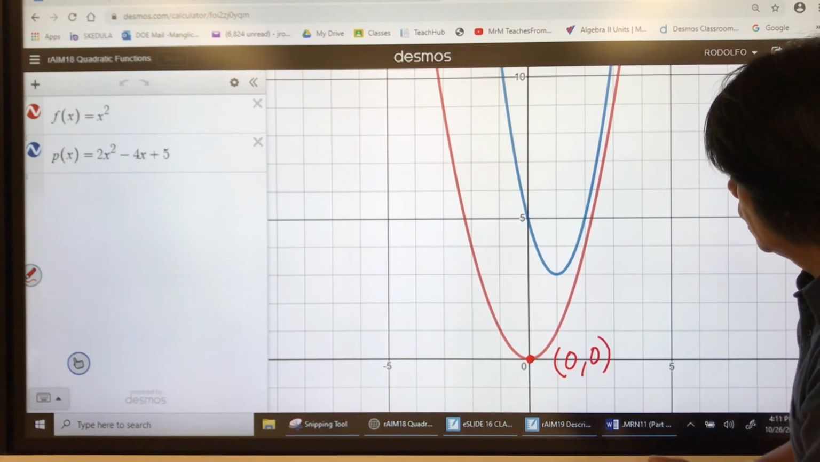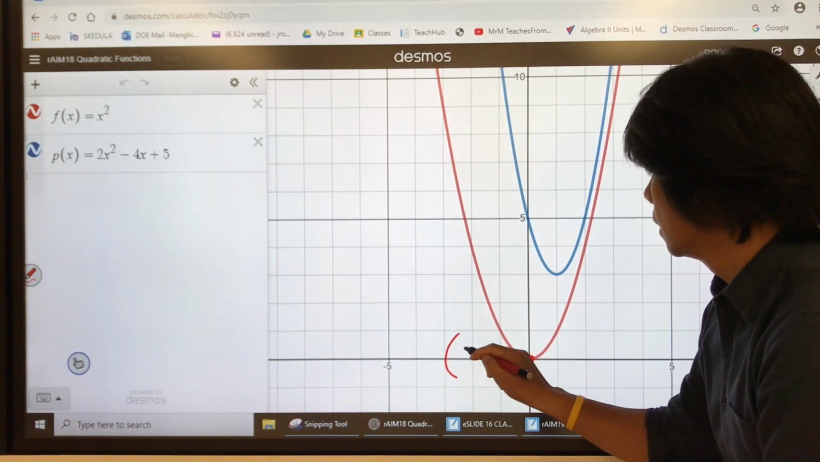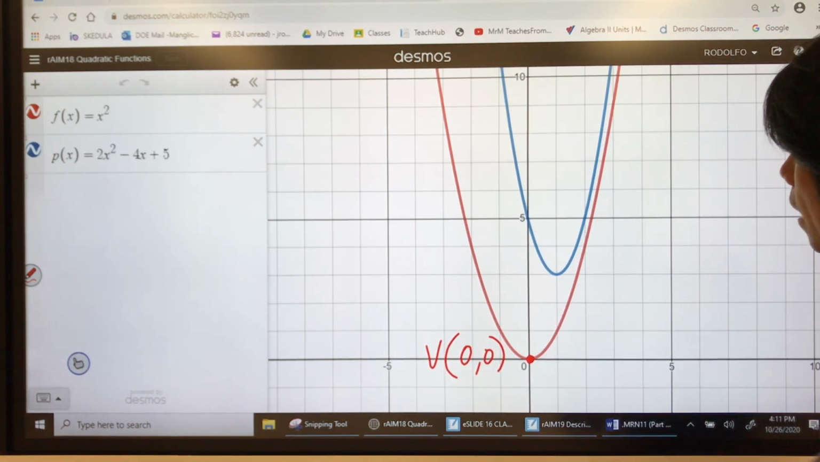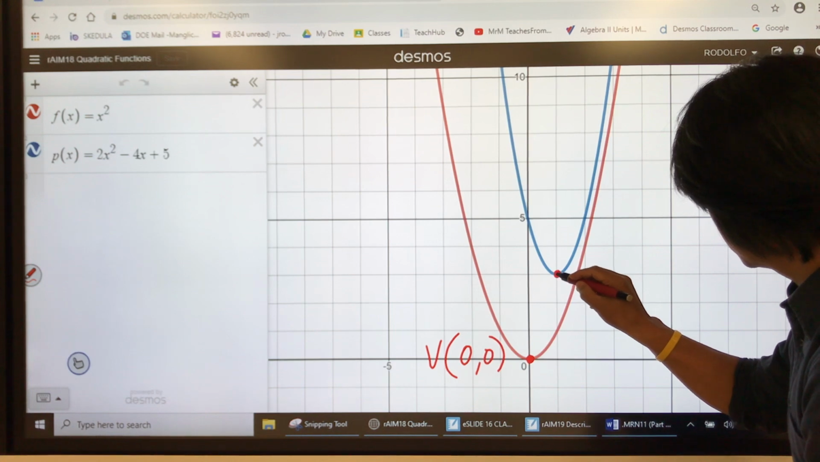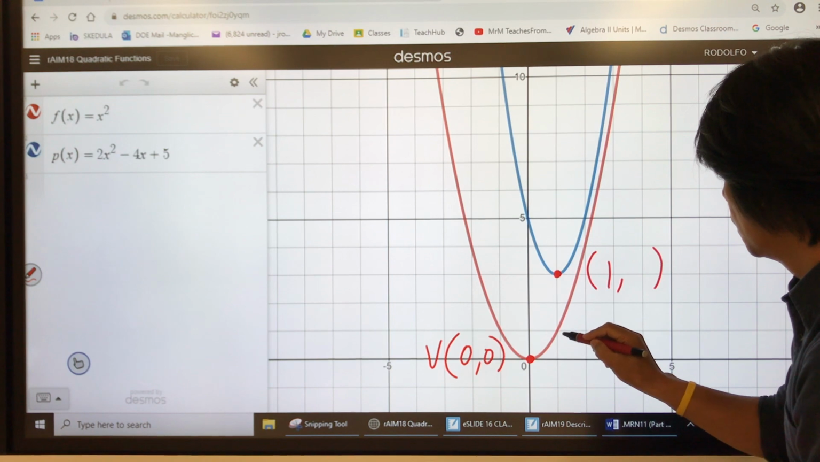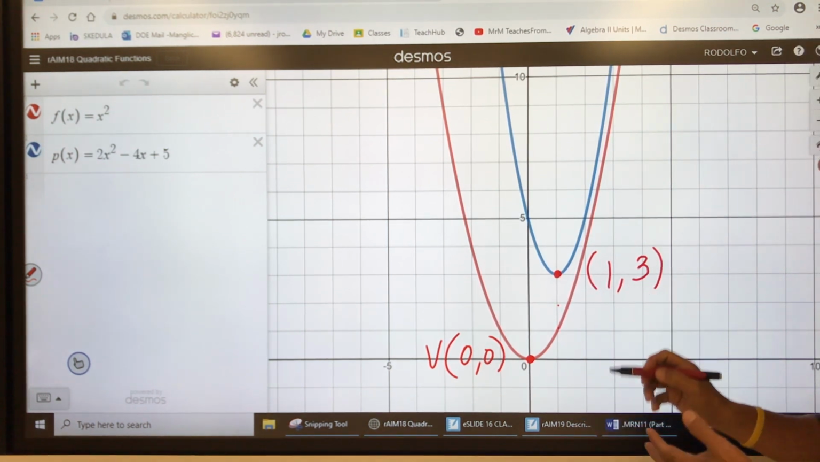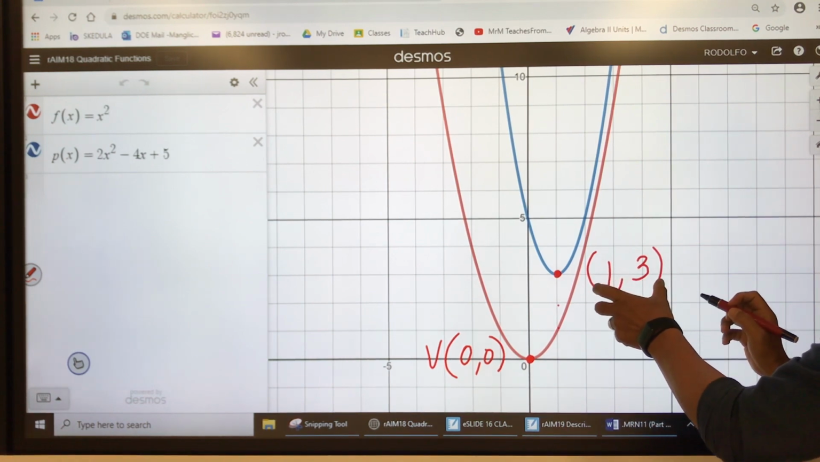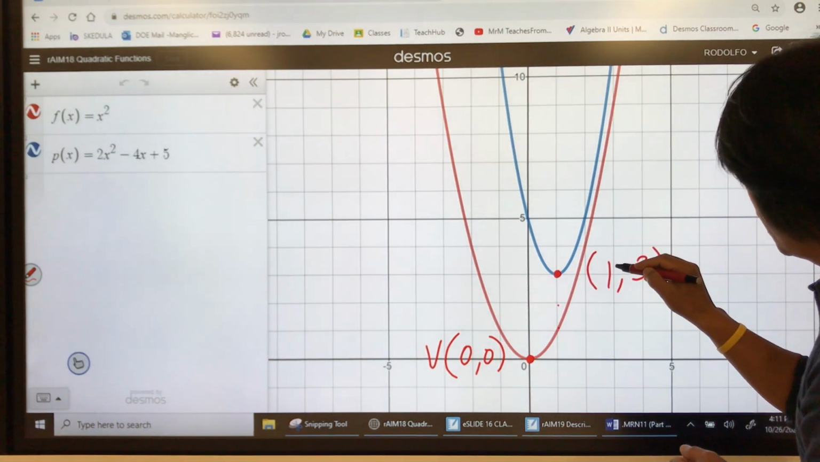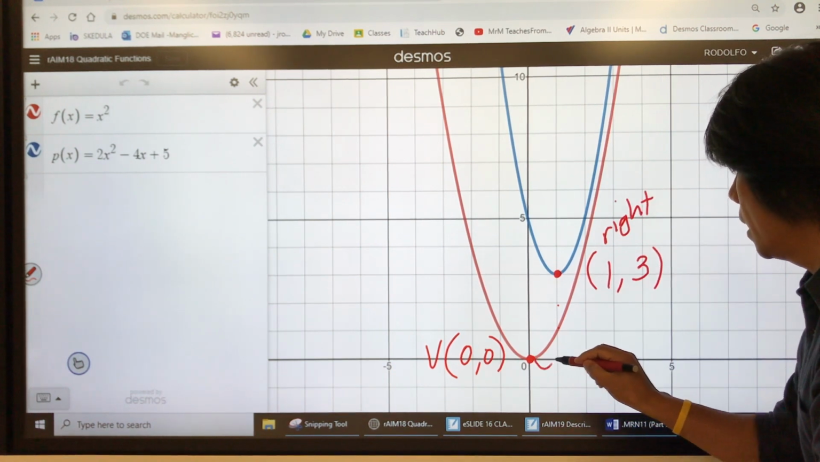Now, what happened here? Let me write this on the other side. 0, 0, that's the vertex of the parent graph. Now notice here, the vertex is positive 1, 1, 2, 3, positive 3. So what happened? This new vertex tells us how it translated. So it translated 1 unit to the right, right? Because we went to the right 1.